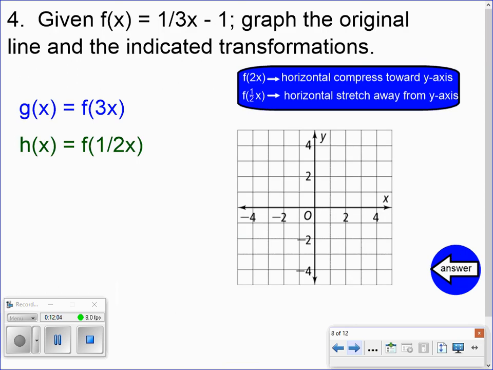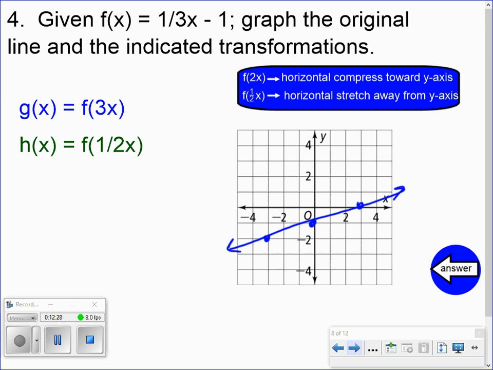If we look at 4, it says, given f of 1/3 x minus 1, graph the original line and the indicated transformations. So we're graphing the line, so 1/3 x minus 1. There's my line. And we're performing the following transformation. So you really have to know how to use the equations here.